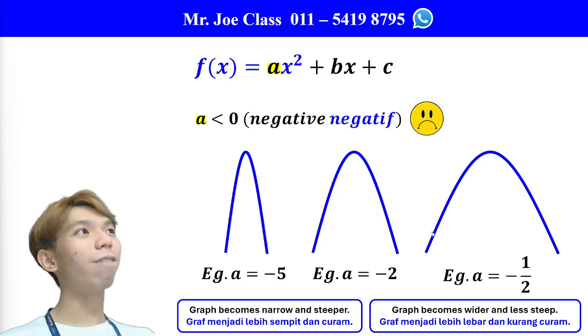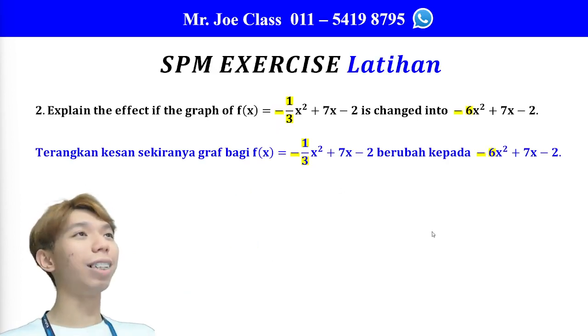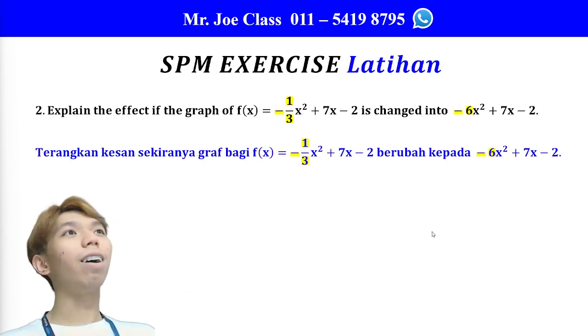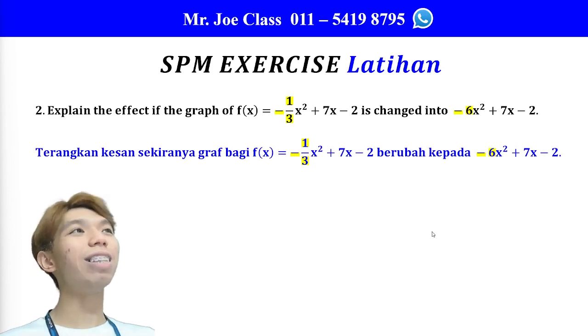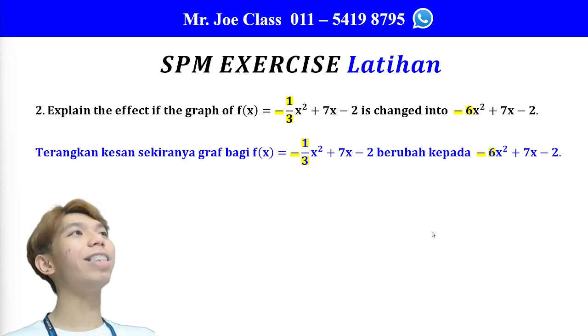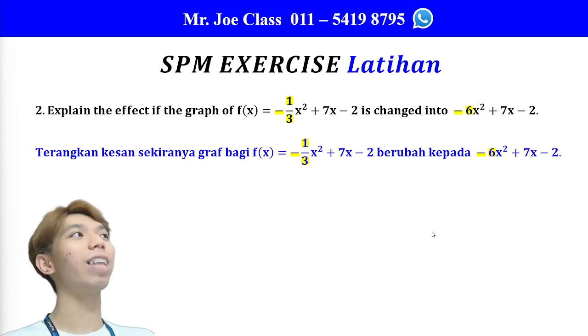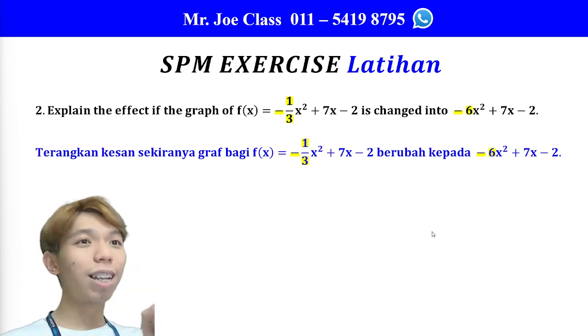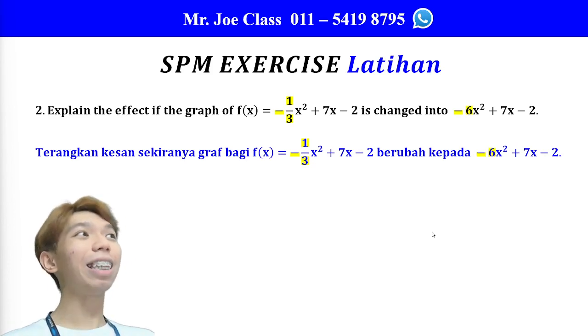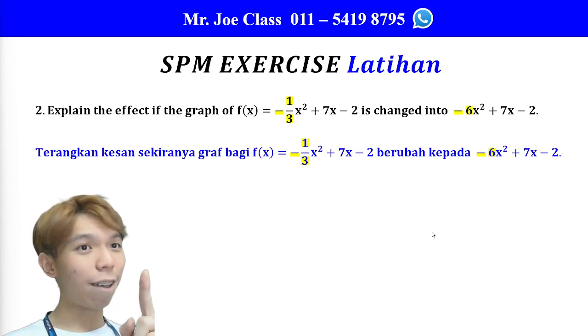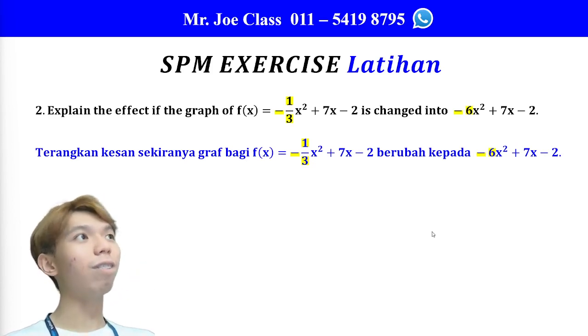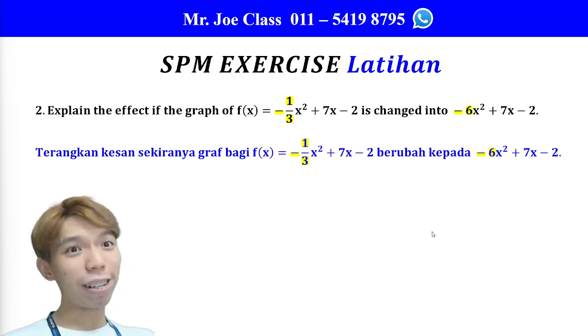Now let's have a look at how the exercise will test you. You are requested to explain the effect if the graph of f(x) equals negative 1 over 3x squared plus 7x minus 2 is changed into negative 6x squared plus 7x minus 2. So from negative 1 over 3 to negative 6, both values of A are negative, but the value of A decreases.